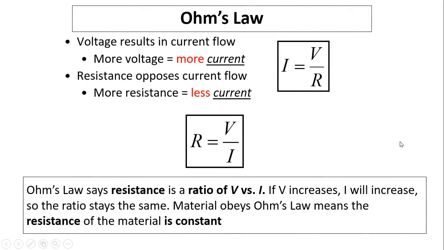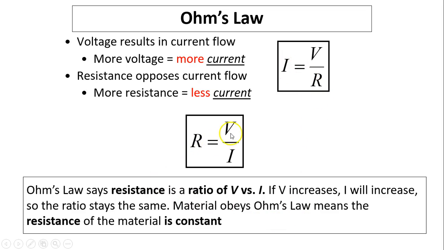Ohm's law states the voltage results in current flow. So more voltage means more current, right? Voltage is the supplier. Resistance opposes current flow. That means more resistance, less current. So basically, Ohm's law says I is directly related to voltage and inversely related to R.